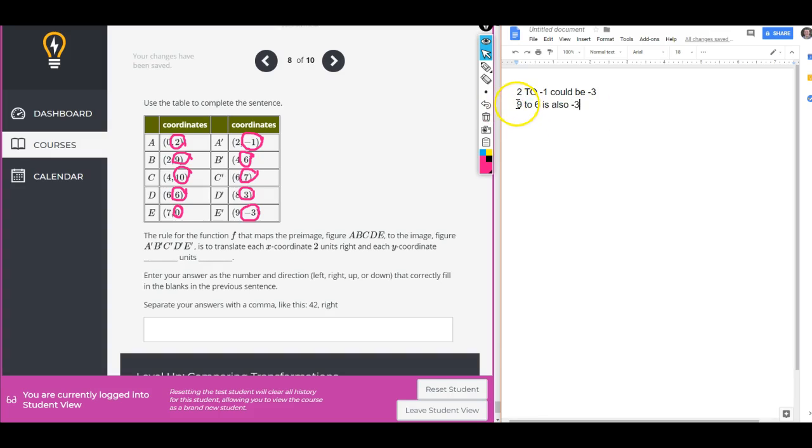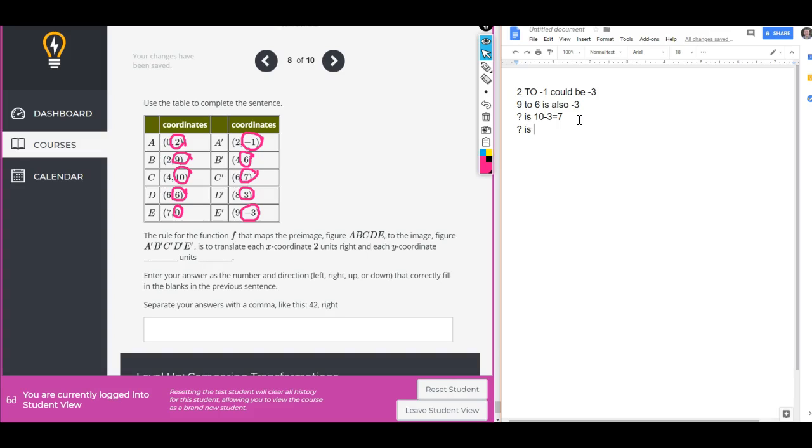So I'm going to think to myself, 9 minus 3, is it 6? Yes, it is. So what about 10? So this is my question. Is the y-coordinate 10 for point C minus 3 give me 7, which is the y-coordinate for C prime? Yes, it does.